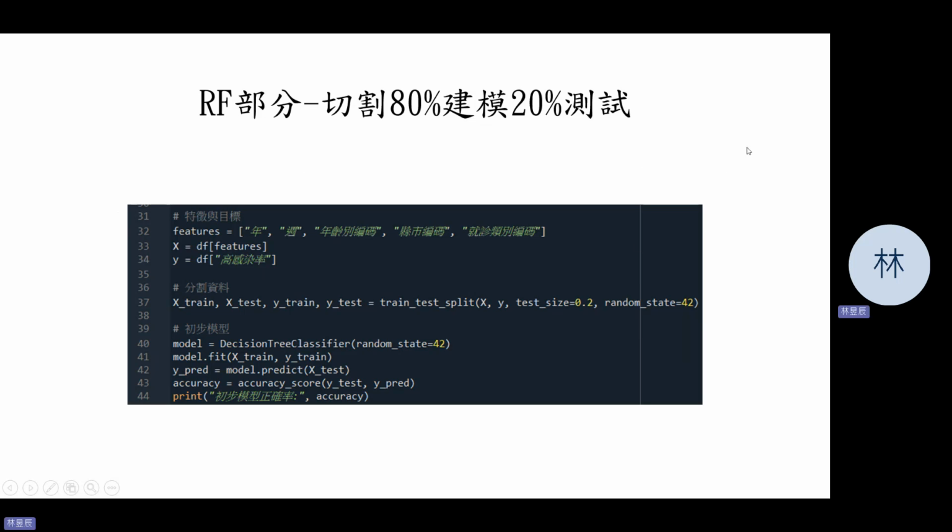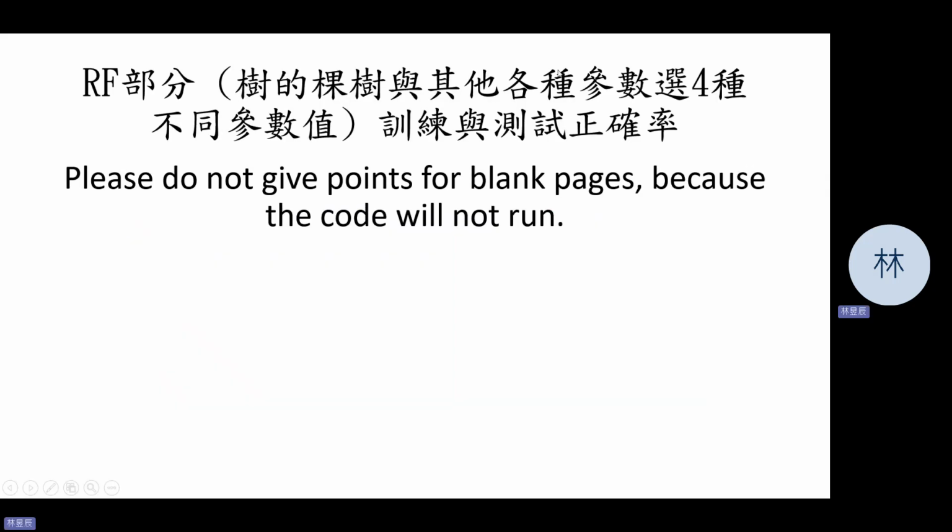And this is the random forest part, cutting 80% modeling, 20% testing. And please don't give points for blank page because the code will not run. I can do it.